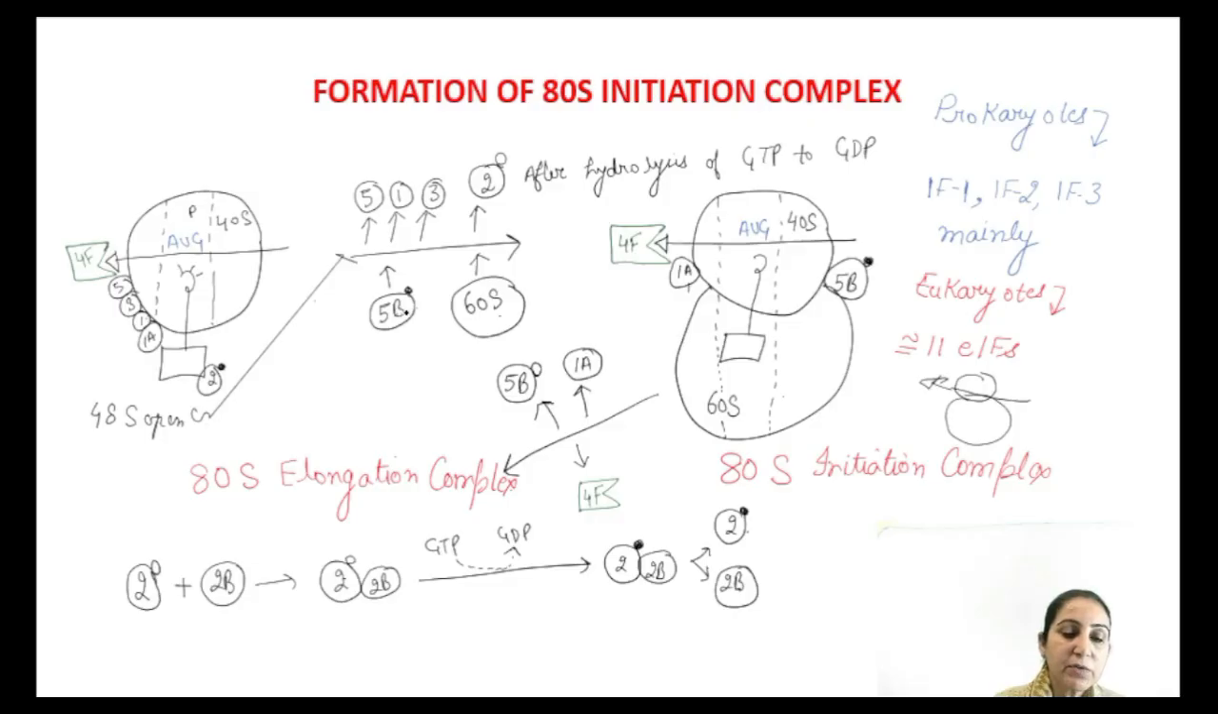One more initiation factor gets attached, that is, 5B phosphorylated. This is needed for combining these two subunits, that is, 40S with 60S. Our initiation factor 4F was always present here attached to the cap. So this whole structure is known as the 80S initiation complex. When all these initiation factors are removed, that is, 4F, 1A as well as 5B, then this initiation complex gets changed into an elongation complex.